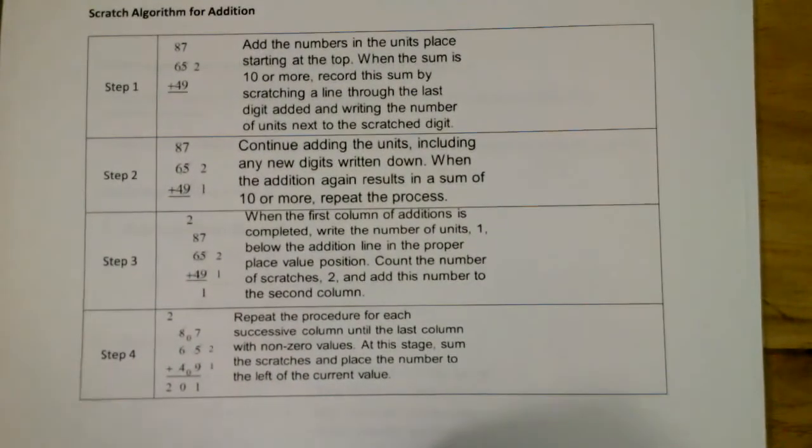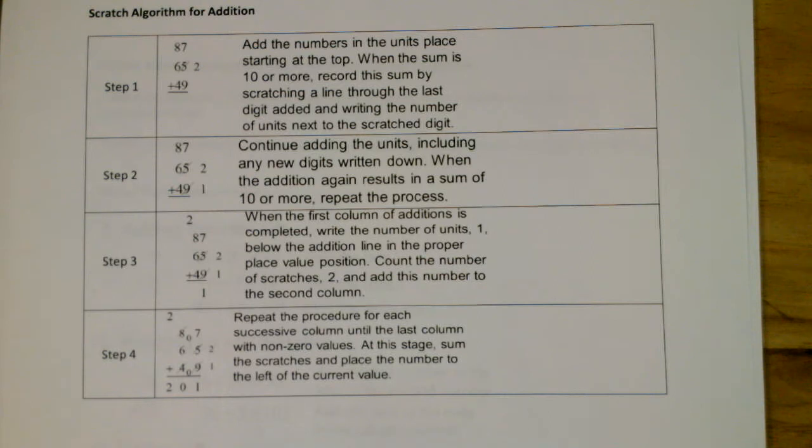And then we got the scratch algorithm for addition. Let's say we have 87, 65, and 49. We're going to add those three numbers together. All right, first of all, you add the numbers in the units place starting at the top.